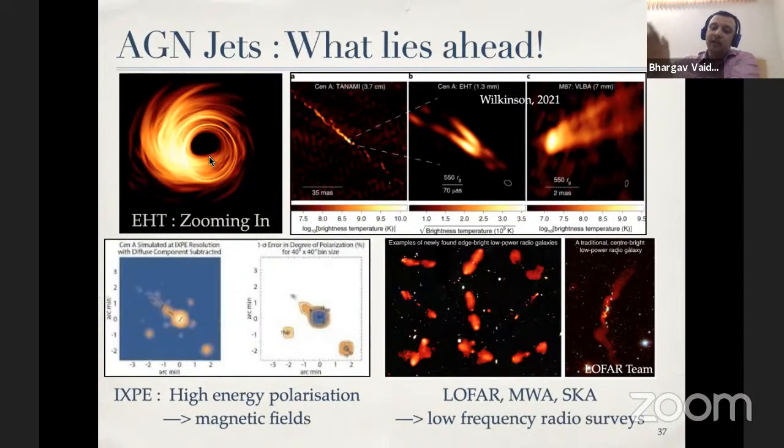And if you look at the very low energy or low frequency, the upcoming LOFAR, MWA, and SKA would give rise to a slew of AGN jets with extremely different, rich features, which will of course be a challenge for theoreticians and numerical simulators to explain, and how they come about.